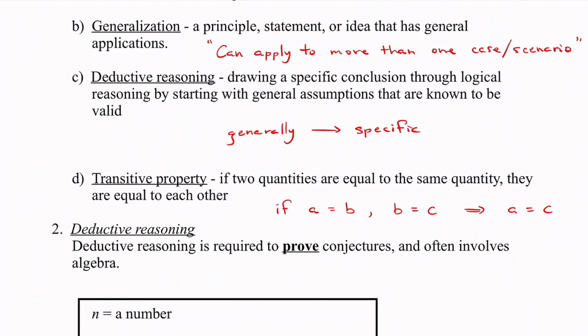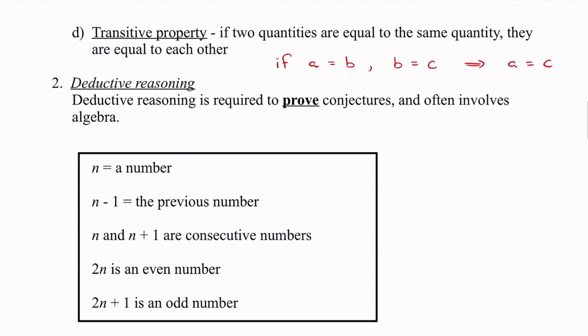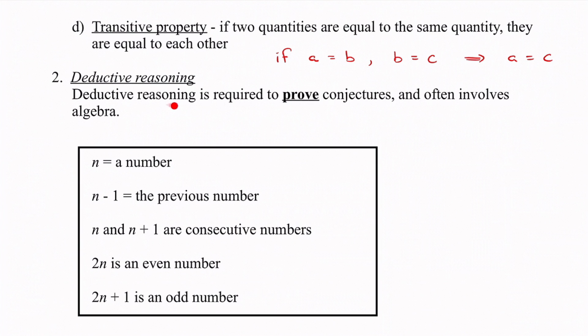The way I try to remember this, I think of it as transiting. It's kind of moving from one to the other. A was equal to B, and B is equal to C, so A can transit all the way over. A also equals C. Next up here, we're going to look at our deductive reasoning. It says that deductive reasoning is required to prove conjectures. The only way to actually prove something to be true, we need to use deductive reasoning.